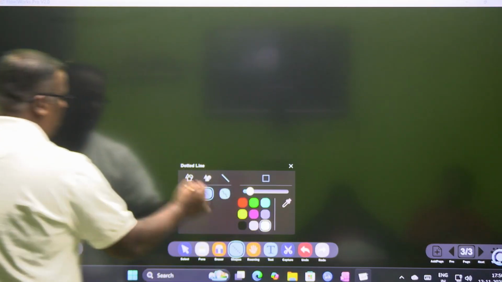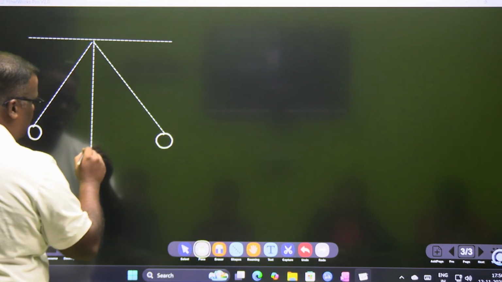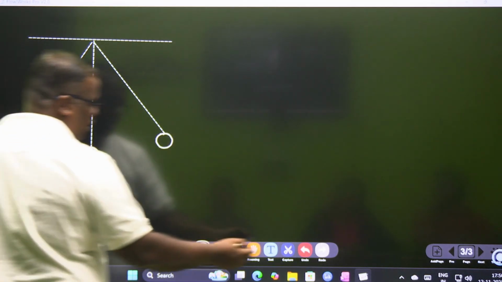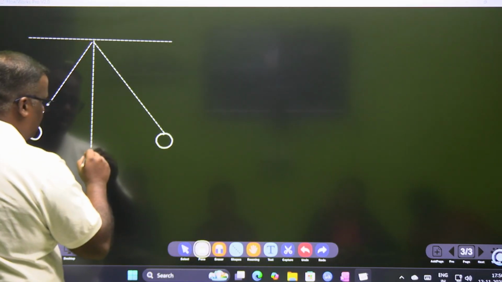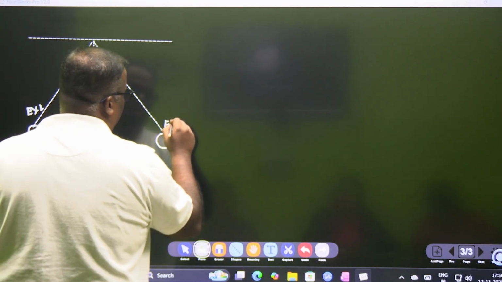Once again, see how many times I am drawing the diagram. The more and more you draw, the more your clarity comes. Okay.